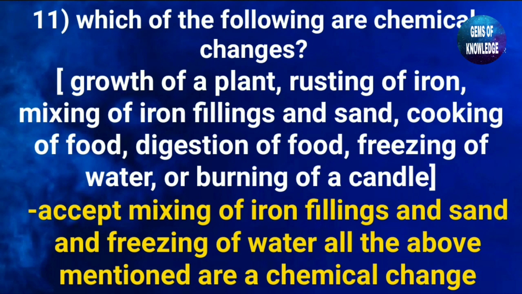Here you can see growth of a plant. If the plant has grown, then we cannot reverse this process. Chemical changes are processes which are irreversible. We cannot reverse them, and the product which we get is a new substance. The two mentioned here, mixing of iron filings and sand and freezing of water, are physical changes.